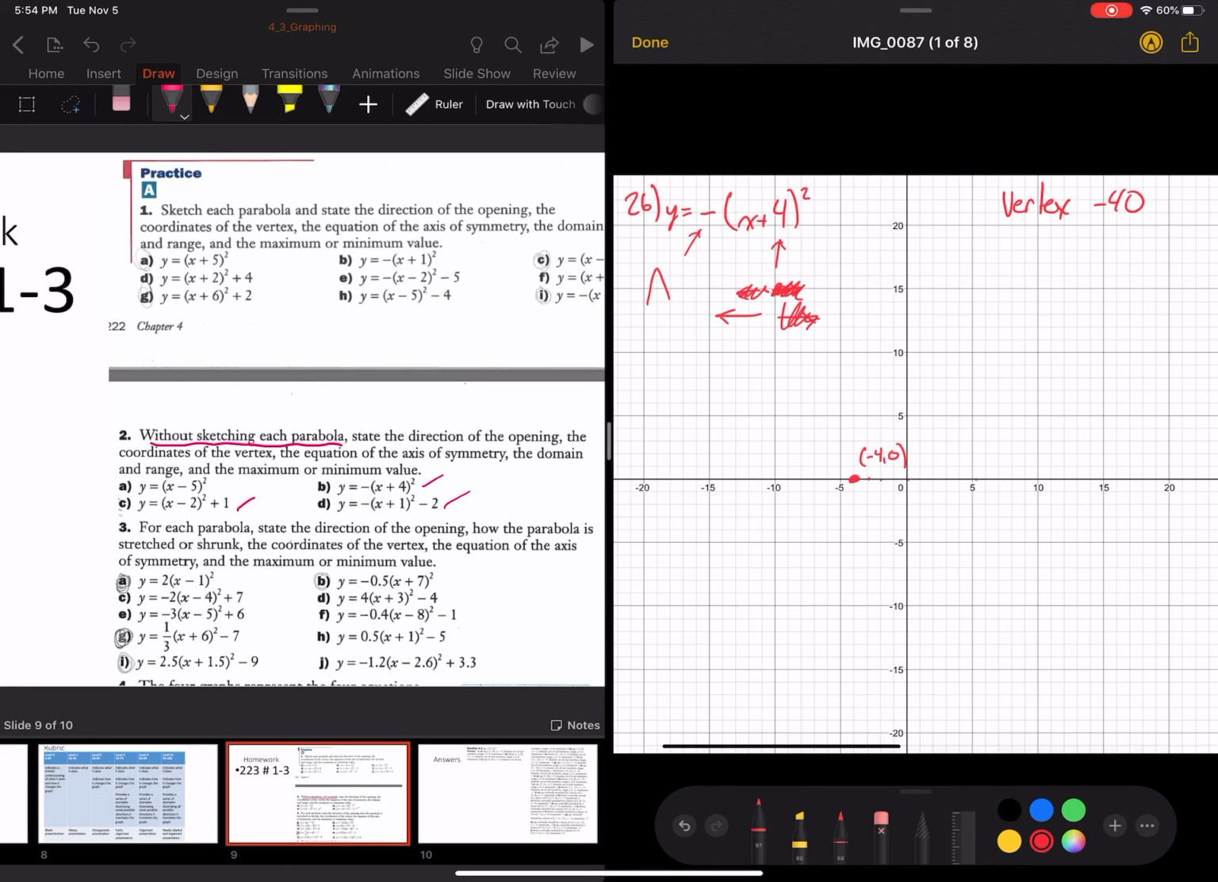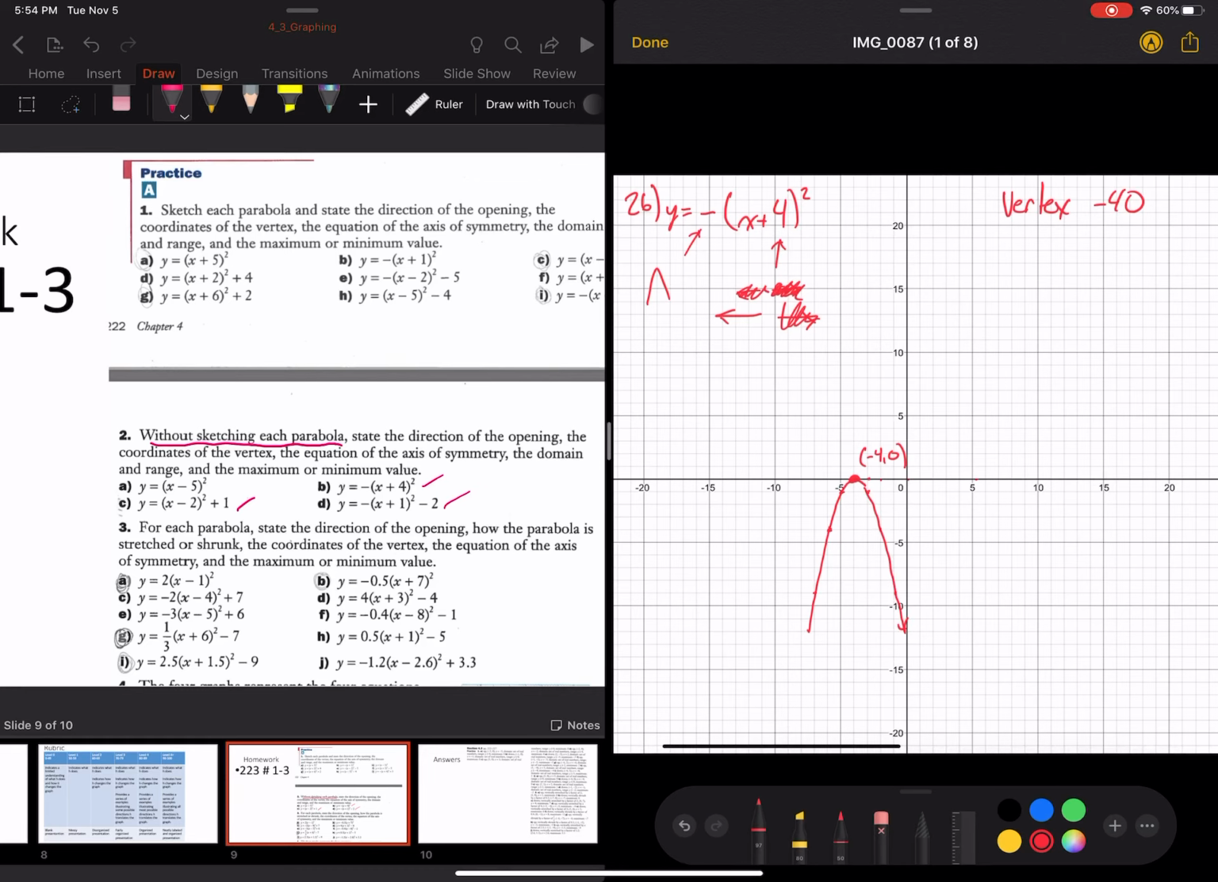Is there a stretch? No. So we have the same step pattern. 1, 3, and 5, 7, etc. 1, 3, 5. And we draw our parabola.